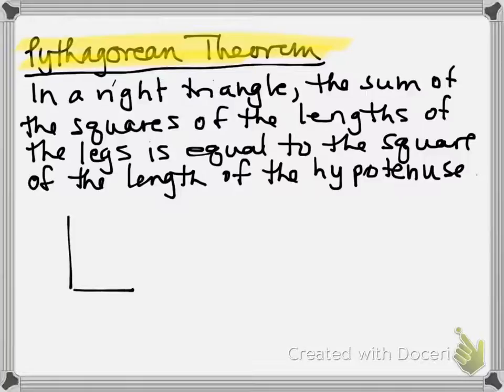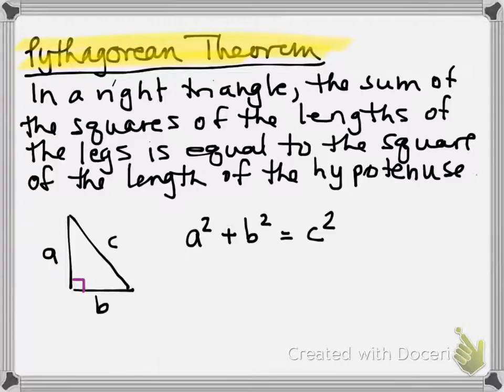So, let me just draw my picture real quickly again. We've got our little right triangle. I know because of the little right angle in the corner. And then I'm going to label the three sides. The two legs are A and B, and it doesn't matter who's A and who's B, as long as they're the two sides that make the right angle. And we get C as the hypotenuse. And then this is what the theorem says. The sum of the squares of the legs is equal to the square of the length of the hypotenuse. So we get A squared plus B squared equals C squared.